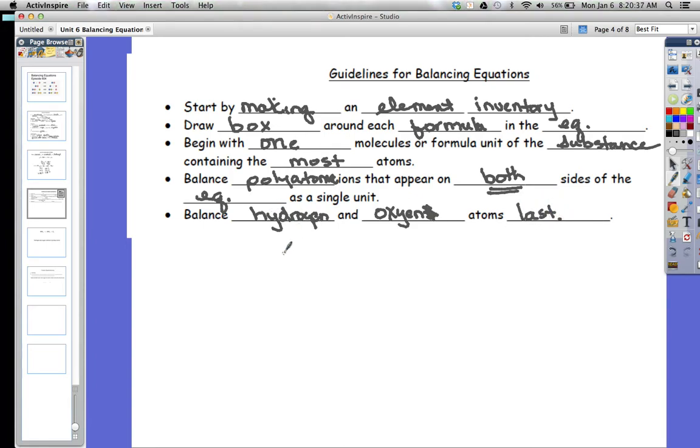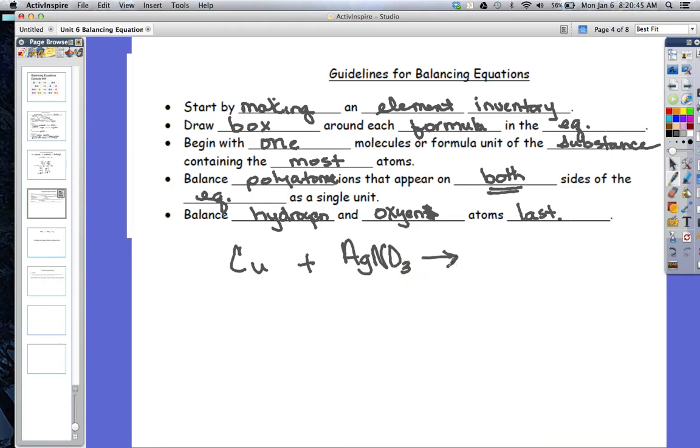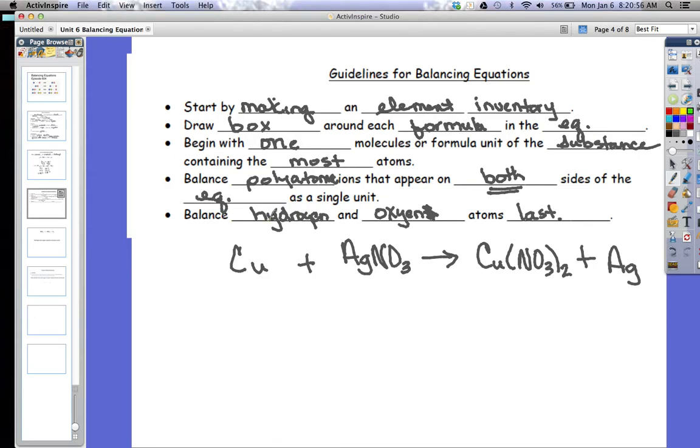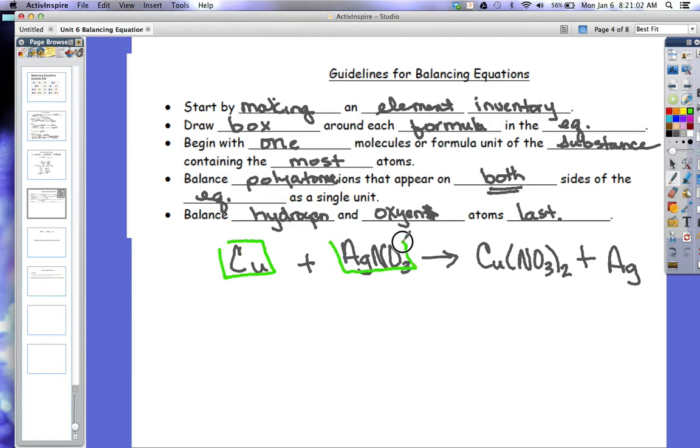All right, so let's look at an example. If I have Cu plus AgNO3 yields CuNO3 plus Ag. Now if you feel like you need to, you can put a box around these, and I'll show you why in just a second. There's a 3 that I kind of cut off, but I didn't mean to.